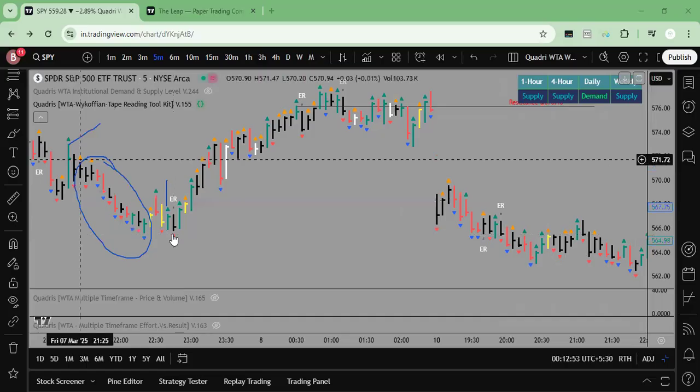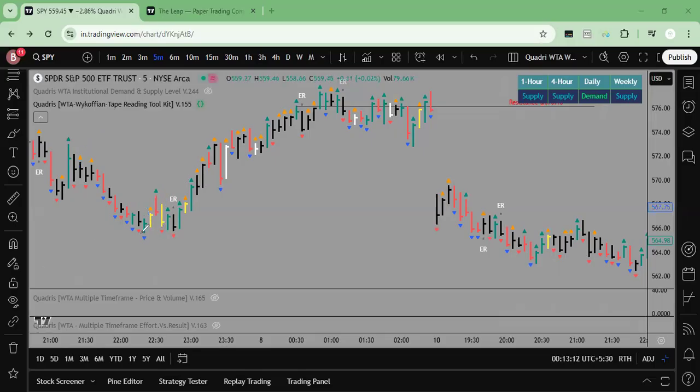That means there is an effort in this particular price action to take the market upwards, but the result is negative. Negative means the result is downward, prices are going downwards. After that, we have instant gratification. That is another demand bar, or you can say demand greater than supply.